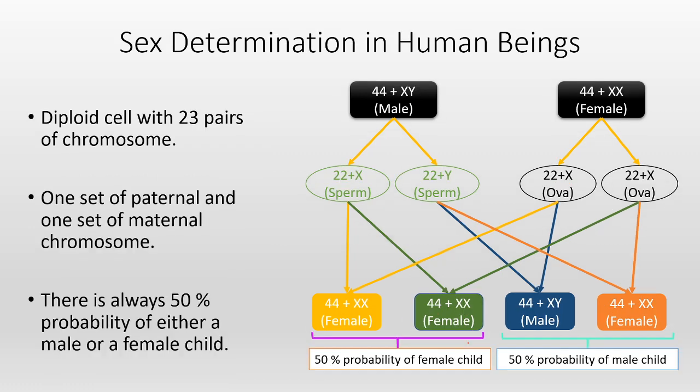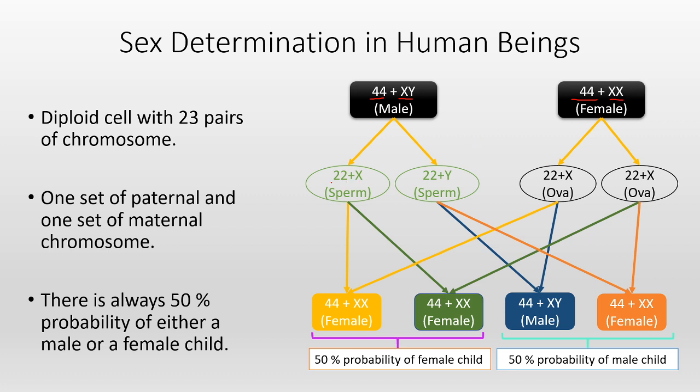Now, how is sex determined in human beings? Many of you might be aware, but here is a brief recap. We all know that diploid cells in humans consist of 23 pairs of chromosomes, that is 22 pairs of autosomes and one pair of sex chromosomes. Of each pair, one is paternal and one is maternal. So the 22 pairs are 44 autosomes, with XY in the case of male and XX in the case of female.